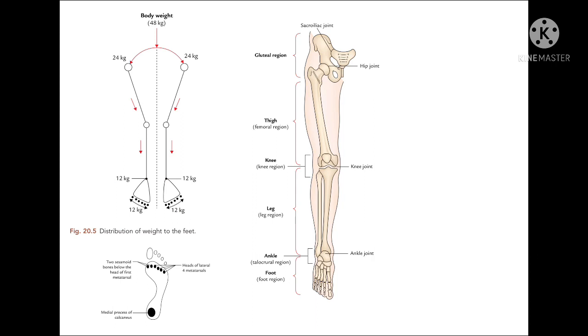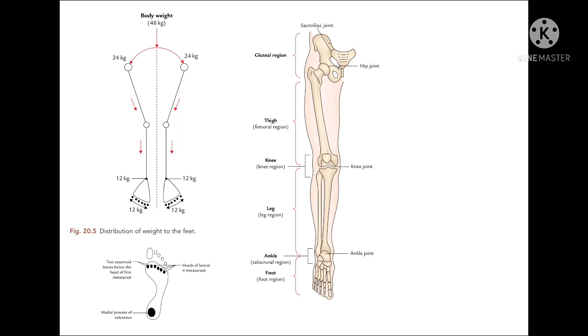Now we know from the previous discussion that the metatarsals present 6 points of equal contact with the ground. That means heads of lateral 4 metatarsals 2, 3, 4, 5 form 4 points, and 2 sesamoid bones below the head of first metatarsal present 2 points, 4 plus 2, 6 points.